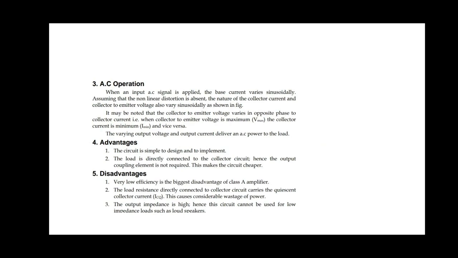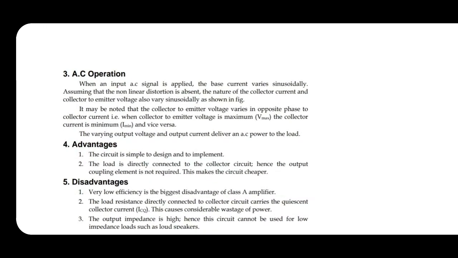When an AC input signal is applied, the base current varies sinusoidally. Assume that non-linear distortion is absent. The collector current and collector-to-emitter voltage also vary sinusoidally. It may be noted that the collector-to-emitter voltage varies opposite in shape to the collector current. The collector-to-emitter voltage is maximum, Vmax, when the collector current is minimum, and vice versa. By varying output voltage and output current, AC power is delivered to the load.